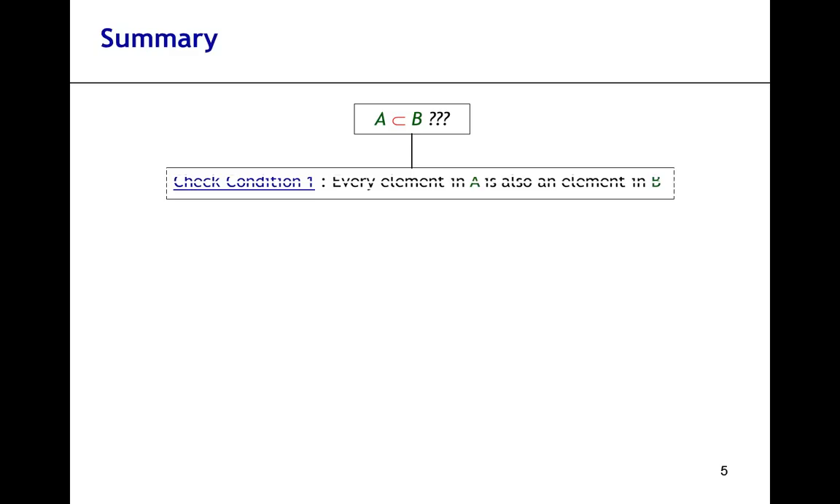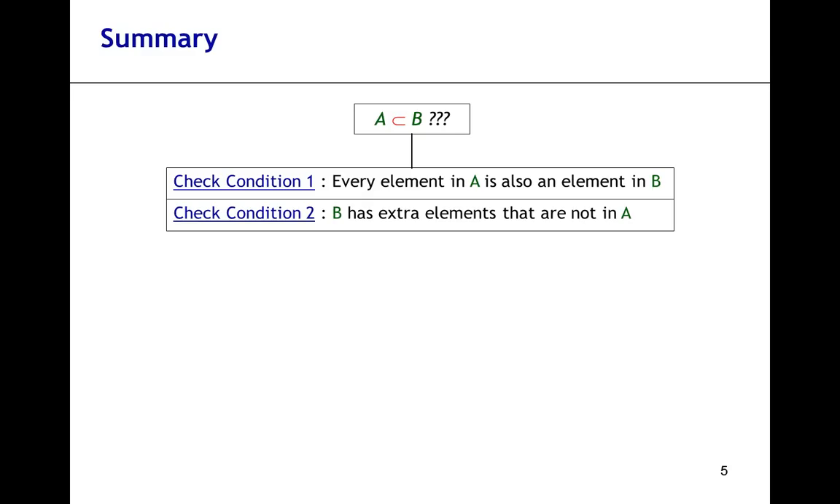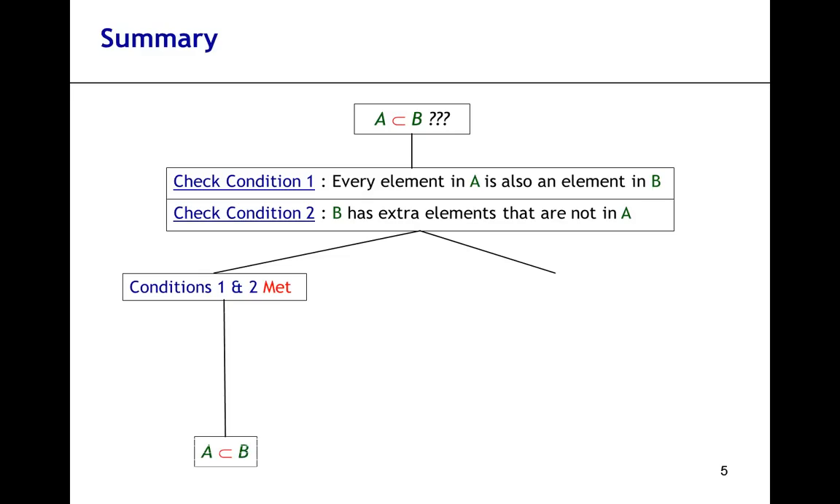In summary, to check if set A is a proper subset of set B, we do a check on two conditions. For condition 1, we need to check that each and every element in A is also an element in B. For condition 2, we need to check that there is at least one extra element in B which is not in A. Two things can happen from here. If both conditions are met, then we conclude that A is a proper subset of B.